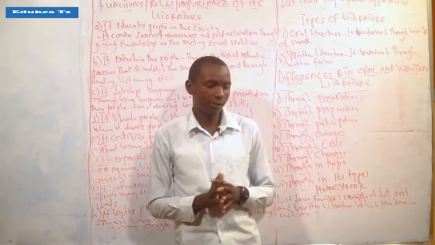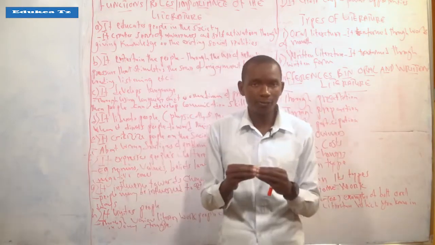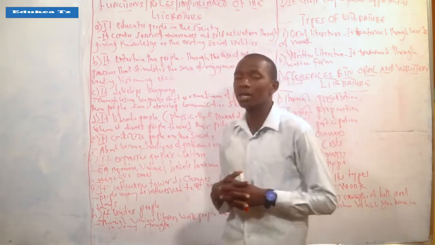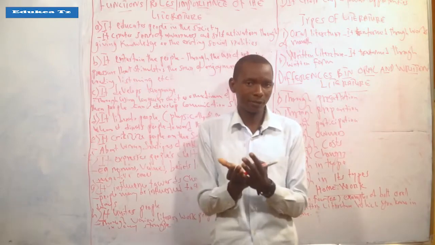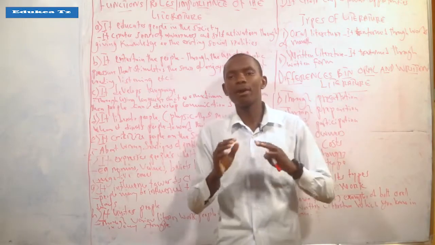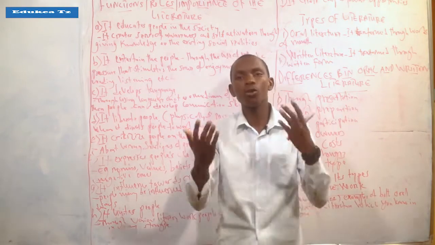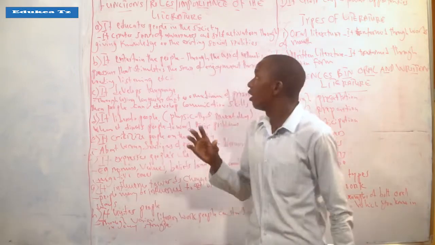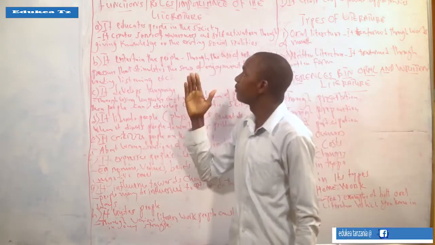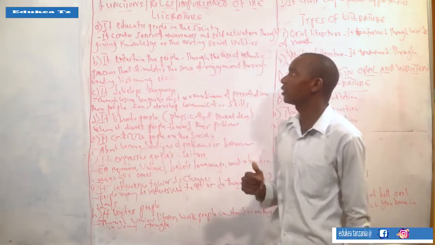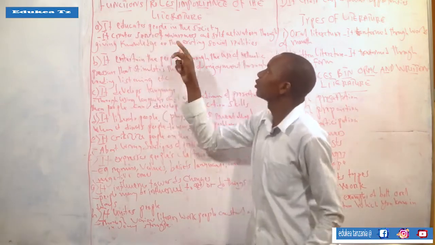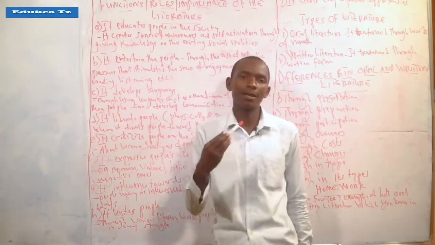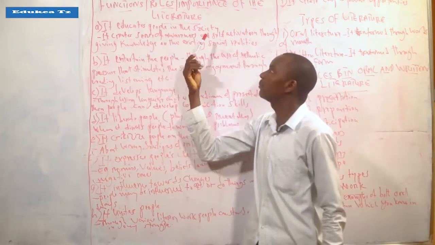So, functions or roles or importance of literature. When you speak about literature, it has its roles to play in the society. Also, it has its advantages that can benefit those people who are reading, watching, or listening to a certain literary work. We can start with the first function of literature, which is that it educates. So the first function of literature is that it educates the people in the society.